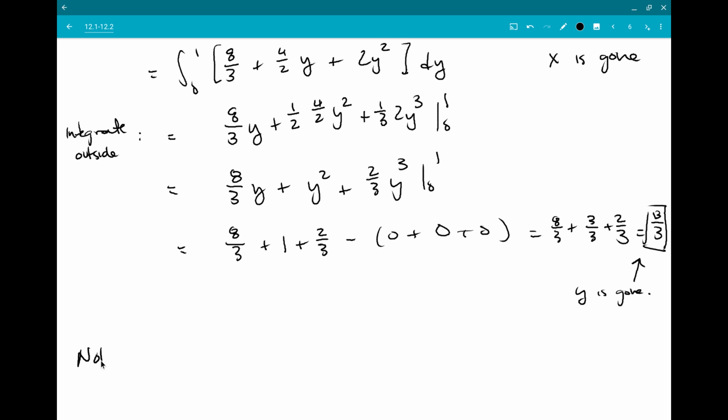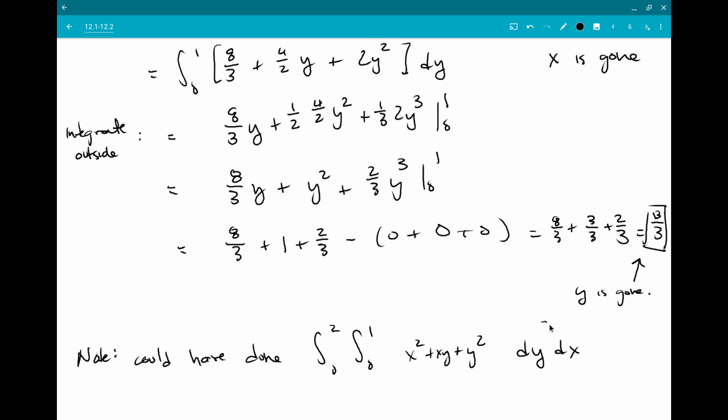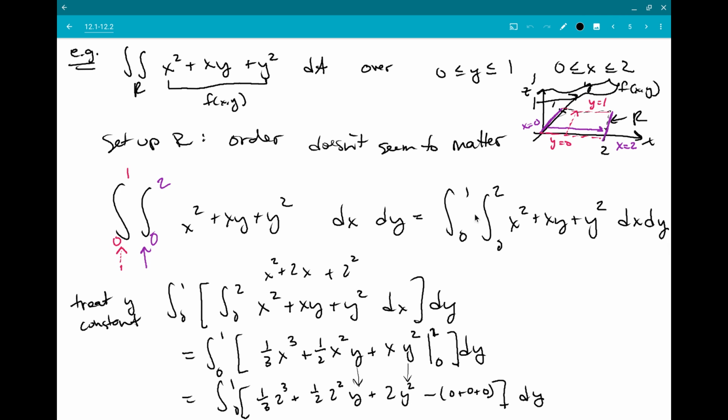And just a note here, we could have also done the integral from 0 to 2, the integral from 0 to 1, of our original function, x squared plus xy plus y squared, integrating with respect to y first and then with respect to x. And the answer would have been exactly the same. It's just that I chose to do this order, but in future problems we'll do different orders too.